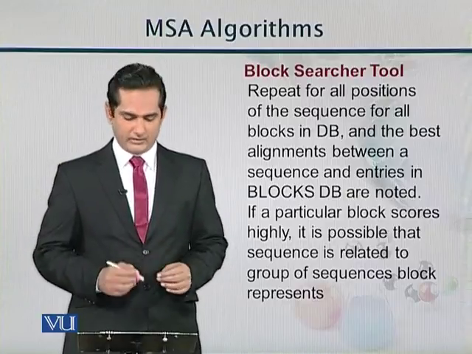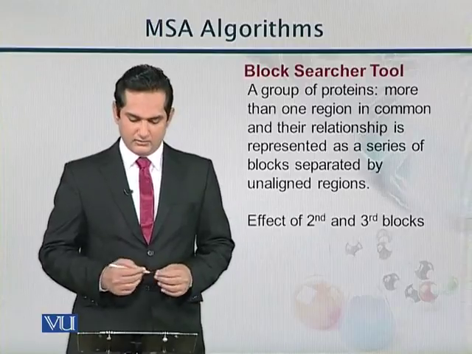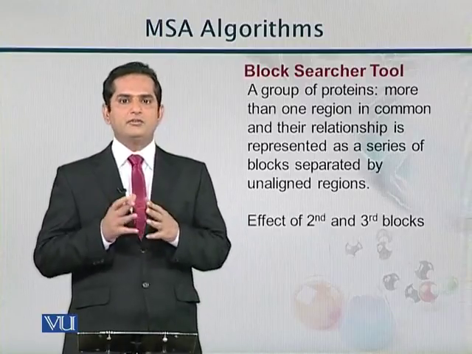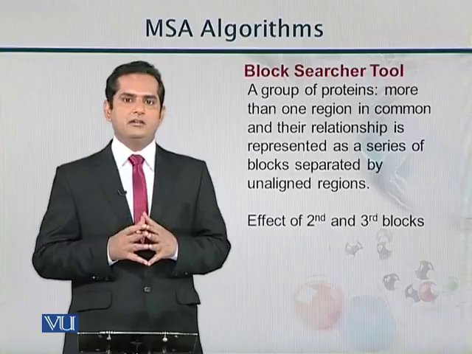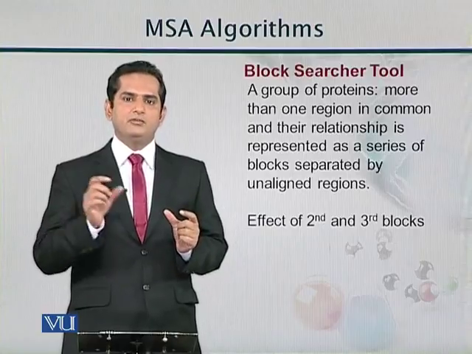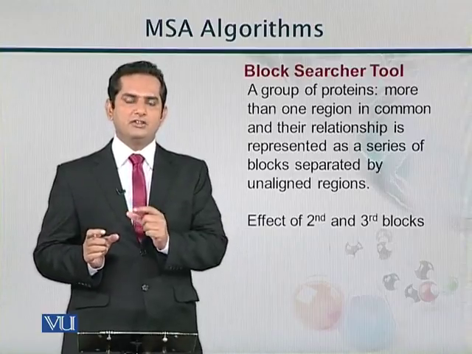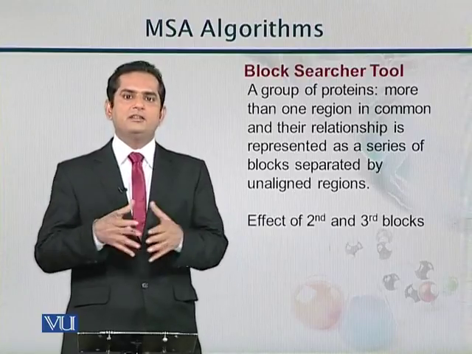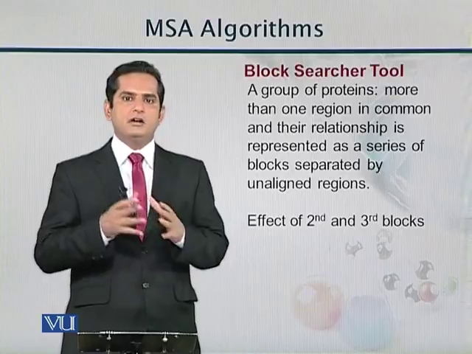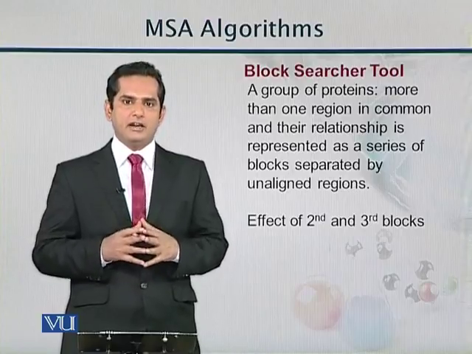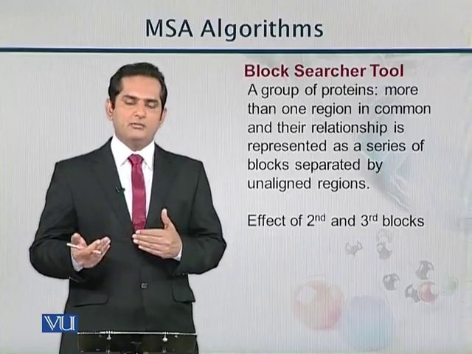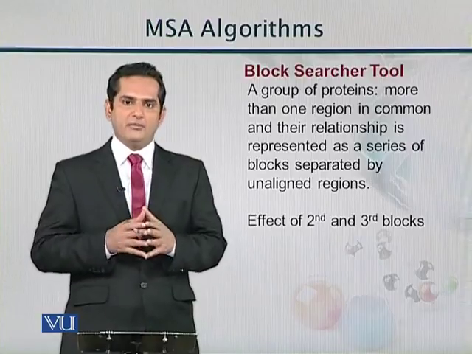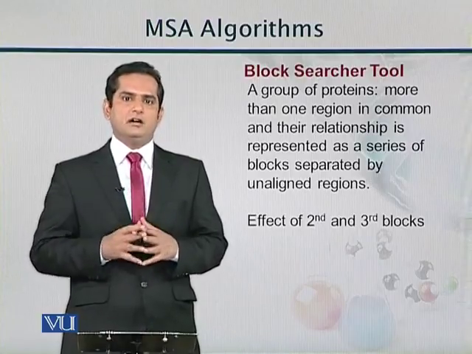The second one is the effect of second and third blocks. What would be that effect? If the first block matches, then we will see whether the second and third blocks are matching or not. If our second and third blocks match, it will strengthen our belief that our first block matching or alignment algorithm was right. So the effect of the second and third blocks will be that we get a better alignment for our first block.